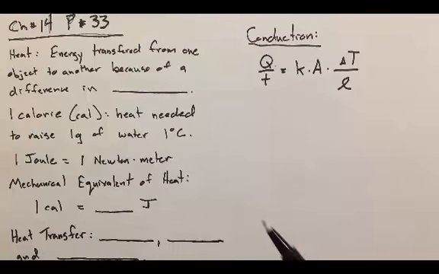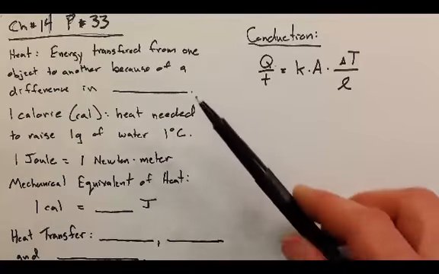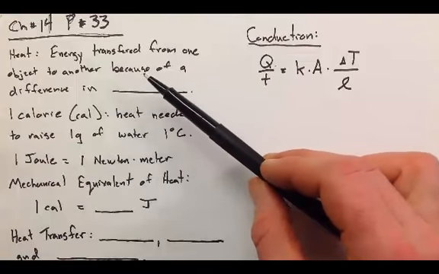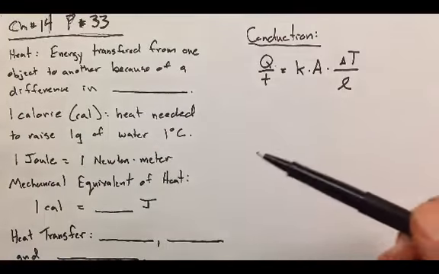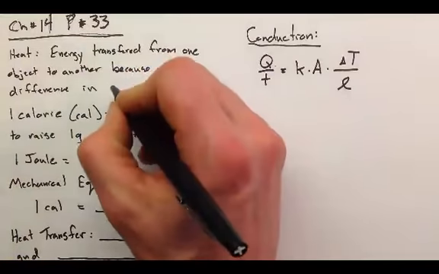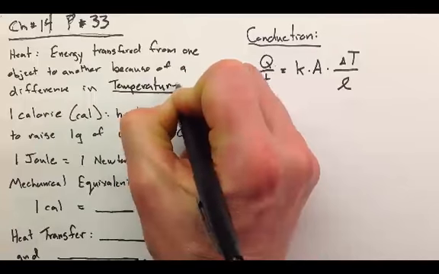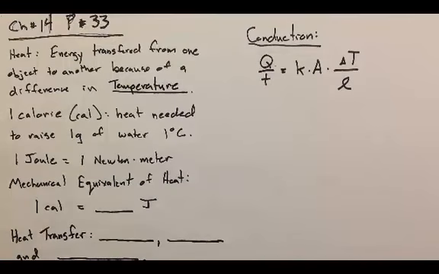What is heat? Well, physicists like kind of broad, basic definitions. So to a physicist, heat is energy transferred from one object to another object because of a difference in temperature. And we remember that temperature is a measure of the average kinetic energy of the particles of a system. So if energy transfers from one object to another because there's a difference in temperature, we call that energy transfer heat.